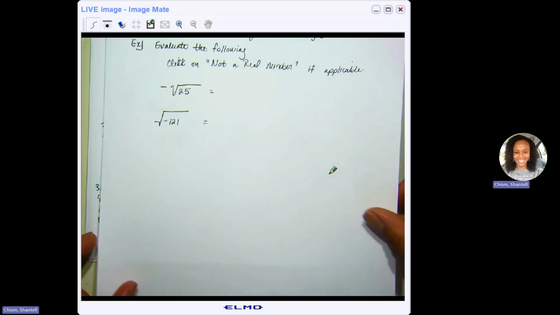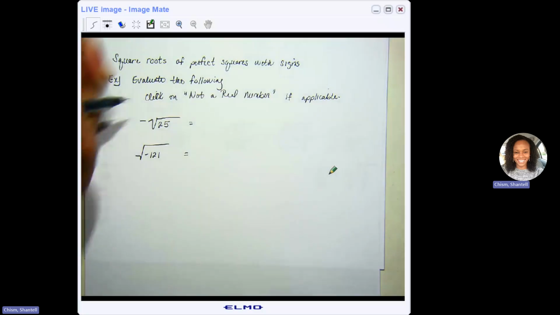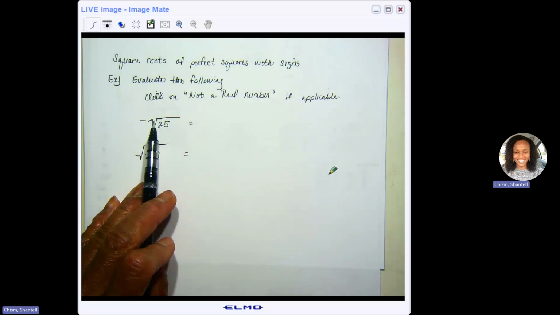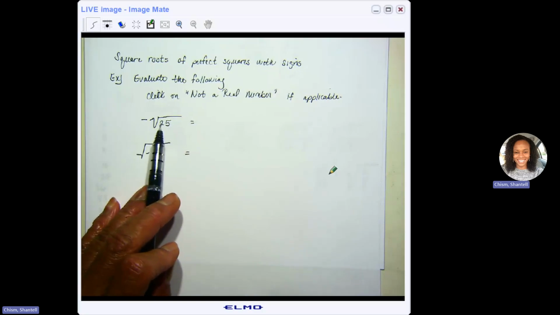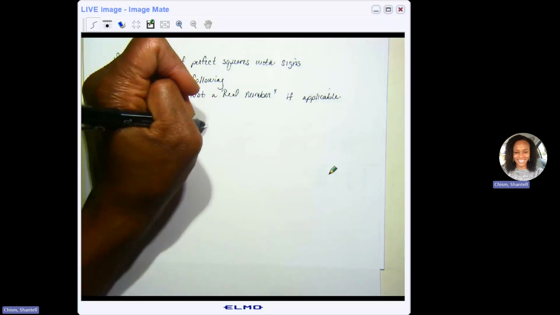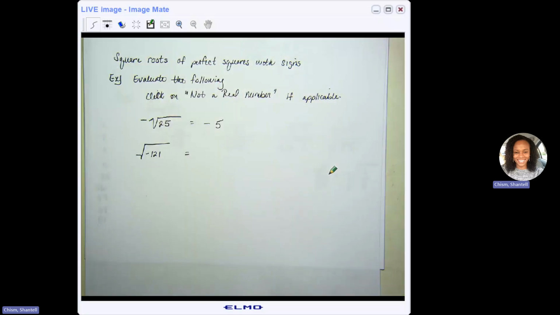Okay? Here's something else. It says square roots of perfect squares with signs. So it says evaluate the following. Click on not a real number if applicable. Now, first off, let me say this, and I should have said this before. This is a square root symbol when there is no other index here. When there's no number there, it's automatically understood to be a square root symbol. So as long as the negative is not under the square root symbol, you can just bring it right over and then just take the square root of 25, and that's just 5.